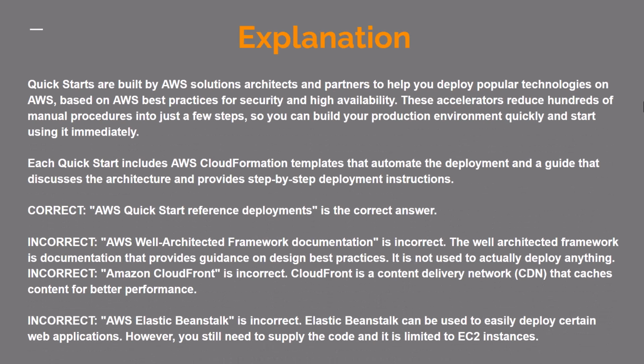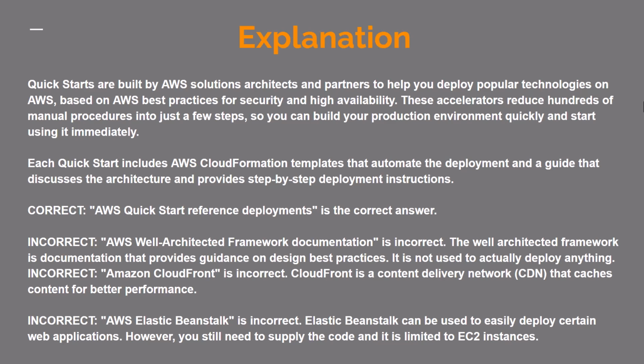Explanation. Quick Starts are built by AWS solutions architects and partners to help you deploy popular technologies on AWS based on AWS best practices for security and high availability. This accelerator reduces hundreds of manual procedures into just a few steps, so you can build your production environment quickly and start using it immediately. Each Quick Start includes AWS CloudFormation templates that automate the deployment and a guide that discusses the architecture and provides step-by-step deployment instructions. Correct. AWS Quick Start Reference Deployments is the correct answer.